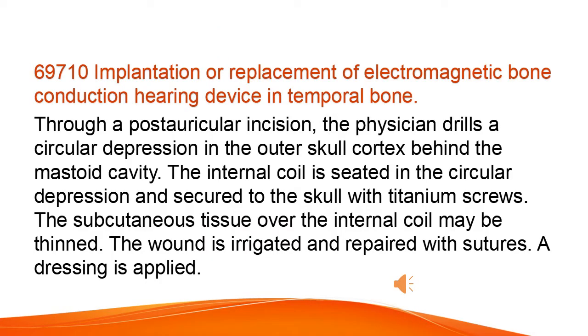Implantation or replacement of electromagnetic bone conduction hearing device in temporal bone. Through a post-auricular incision, the physician drills a circular depression in the outer skull cortex behind the mastoid cavity. The internal coil is seated in the circular depression and secured to the skull with titanium screws.